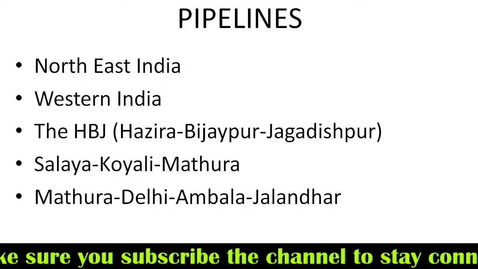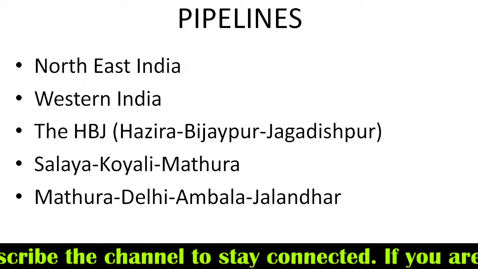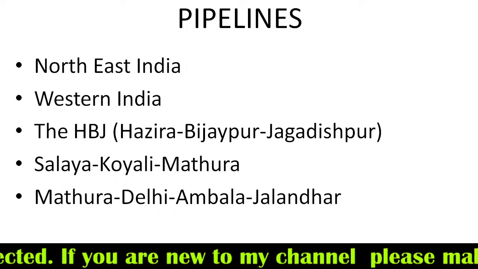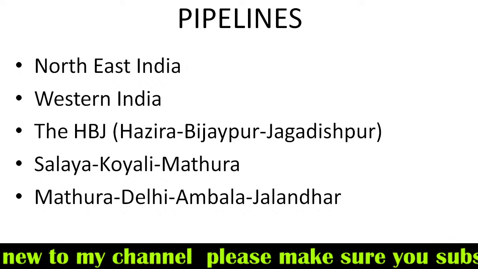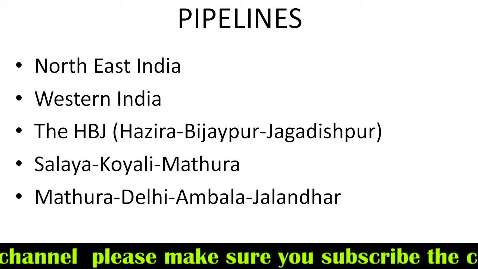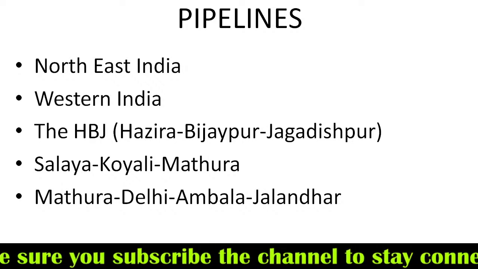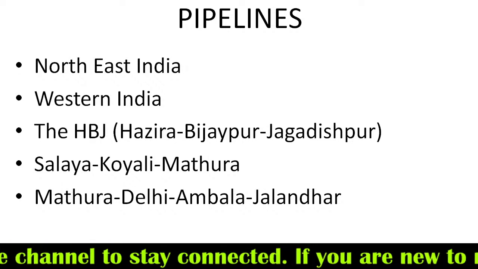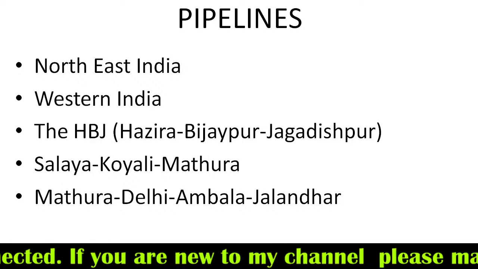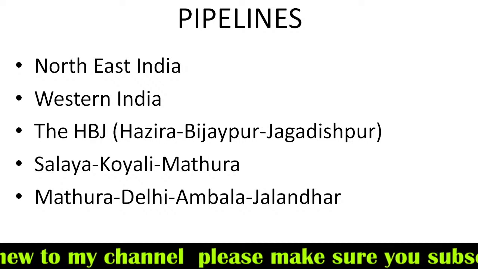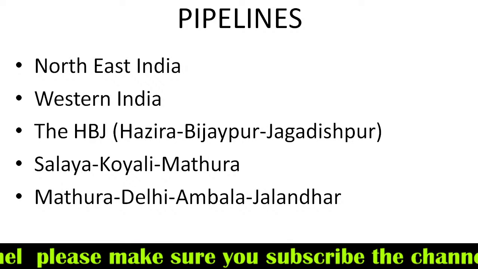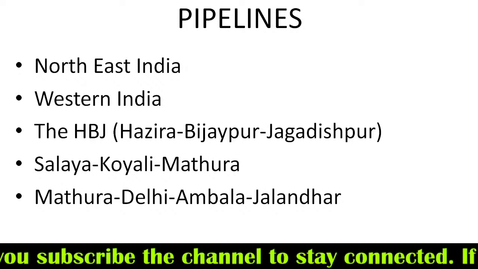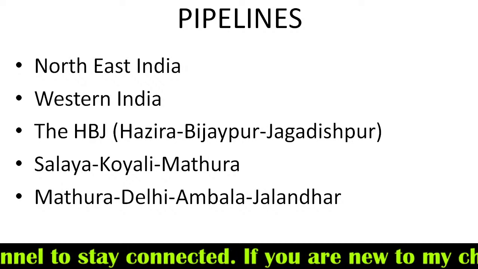The same way, for transportation of crude oil, we have the Mumbai High Ankaleshwar Koyali pipeline. This pipeline was built in 1965 to bring crude oil from the offshore region of Mumbai and the oil fields of Ankaleshwar to Koyali. Both Ankaleshwar and Koyali are in Gujarat. And in Koyali we have the refinery.